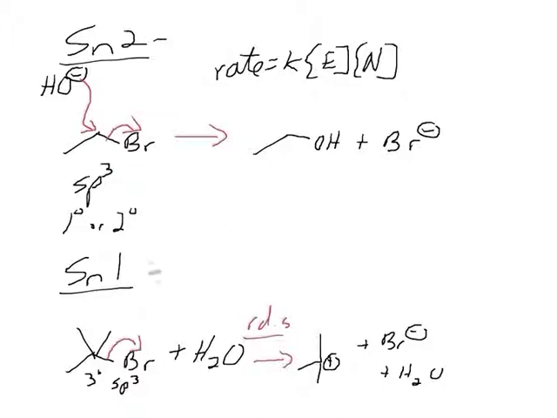So the rate for an SN1 then is the rate constant times the concentration of the electrophile, which is just the alkyl halide. Doesn't matter if you write alkyl, you can write alkyl halide, absolutely.